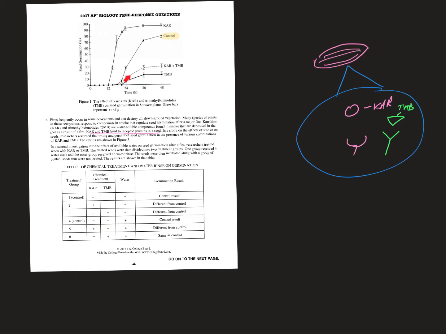So here you see the control group adding TMB is different from the control. KAR and TMB is different from the control, and KAR is different from the control. But when I add TMB, no KAR, and I rinse with water, I get the same as control. Now that's interesting. I'm not sure what that all means yet. I have to read some more, but it's interesting.